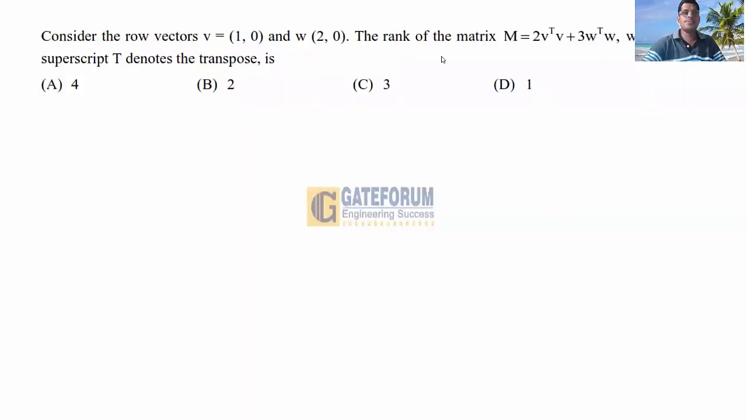The question is: consider the row vectors v = (1, 0) and w = (2, 0), that is, 2D row vectors. The rank of the matrix M = 2 v^T v + 3 w^T w, where the superscript T denotes the transpose. Now the solution.